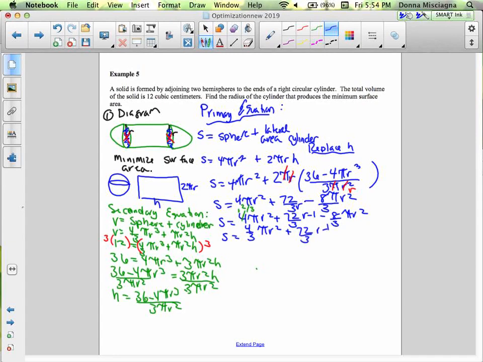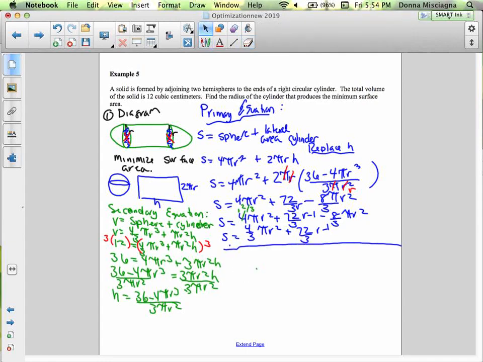Now let's take the derivative. So ds dx, or I guess ds dr, sorry. I'm going to put a little box here. I'll switch colors too. So all we've done so far, in this section right here, is just to simplify.